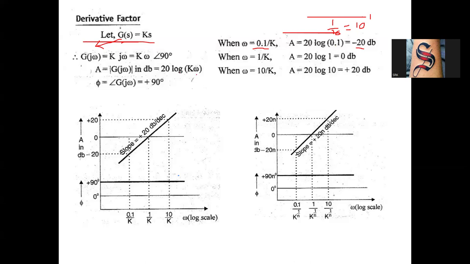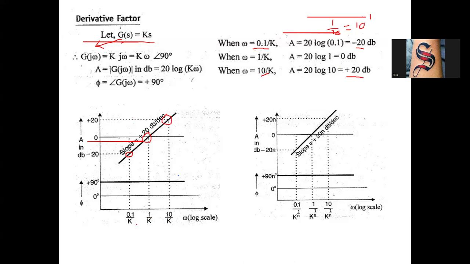Next, if the omega value is equivalent to 1 by k, so k gets cancelled, omega value 1, so that becomes 20 log 1, so you will get 0 decibels. And if omega is 10 by k, again k gets cancelled, we get 20 log of 10, so that is plus 20 decibels. Then if you draw the magnitude curve, at omega value 0.1 by k you get minus 20 decibels. At 1 by k, the magnitude is 0 decibels. If the frequency is 10 by k, the magnitude is plus 20 decibels, right?